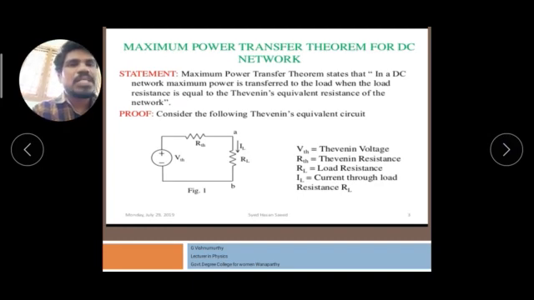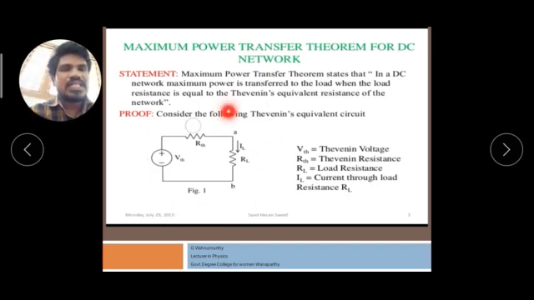And the third one is the maximum power transfer theorem for DC networks. Statement: the maximum power transfer theorem states that in a DC network, maximum power is transferred to the load when the load resistance is equal to the Thevenin equivalent resistance of the network. Here you see, the Thevenin resistance must be equal to the load resistance, then the maximum power will be transferred through the network. So this statement is known as the maximum power transfer theorem in the DC network. So we will go to the proof.